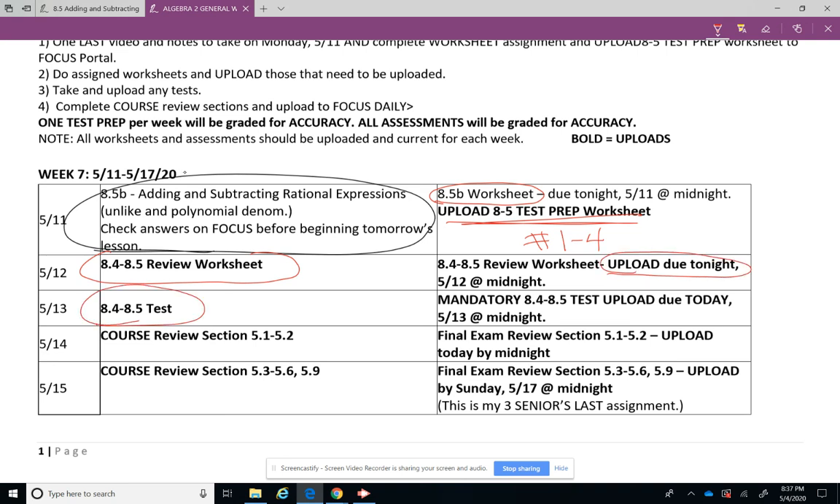You're going to do your test on Wednesday. It's your last test, okay? And you're going to upload it into Focus. Then you're going to start a course review section. So you're going to have a review sheet that you download. It's called the Final Exam Review Sheet, okay? But you're going to do it in sections.